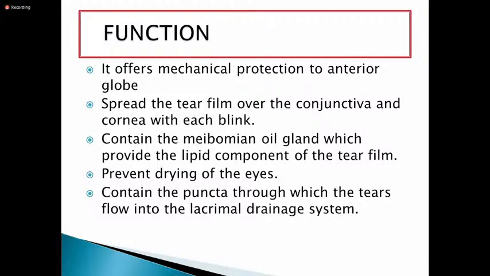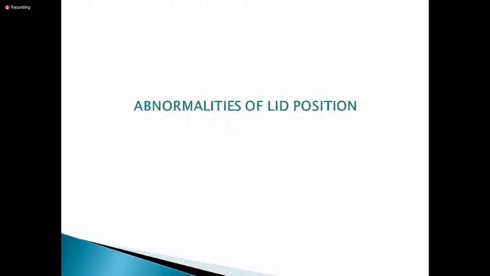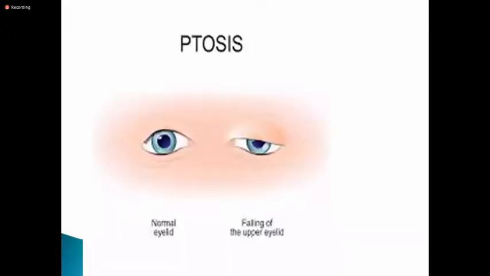So of course, we said that the eyelids also prevent the tears from drying. And it also contains the first part of the lacrimal drainage system. We have talked about the puncta and the canaliculi. Those are contained in the eyelid. So briefly, we get some examples of lid anomalies. Let's start with ptosis.